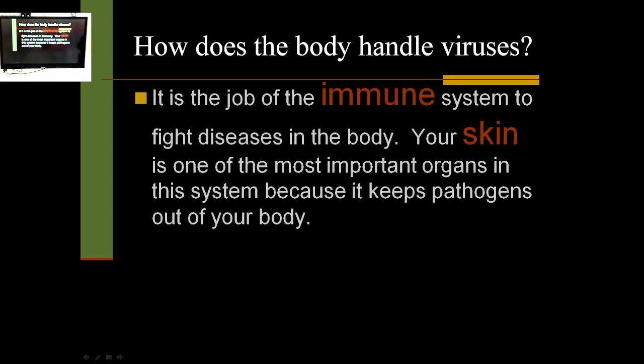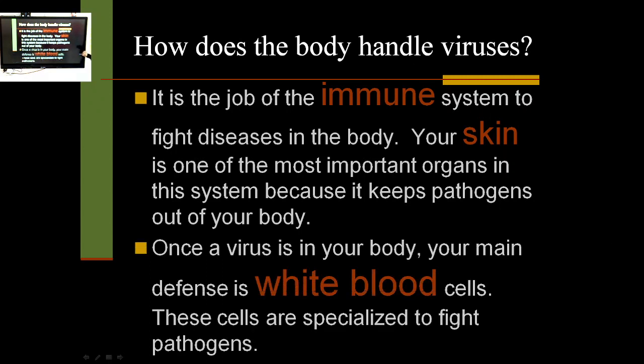It's the job of the immune system to fight diseases in the body. So there is a protection by the immune system against viruses. The first immune system in our body is the skin. The skin is one of the most important organs in the immune system because it keeps the pathogens out of your body. If the pathogen or the causative agent enters your body, there is another part of the immune system that will fight the viruses, which is the defense white blood cells.